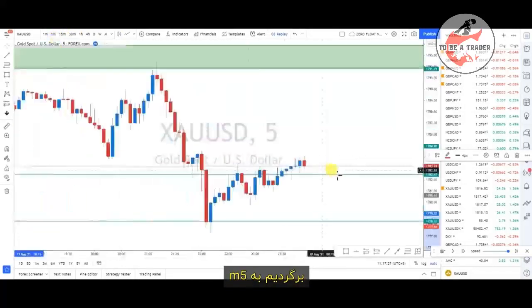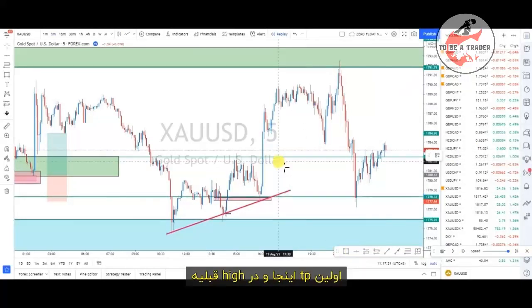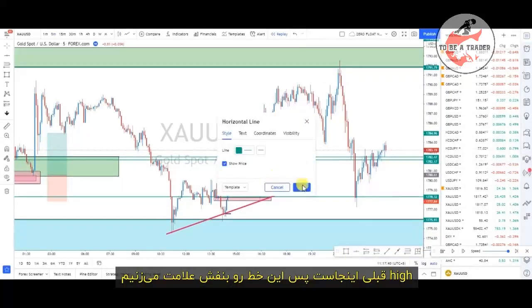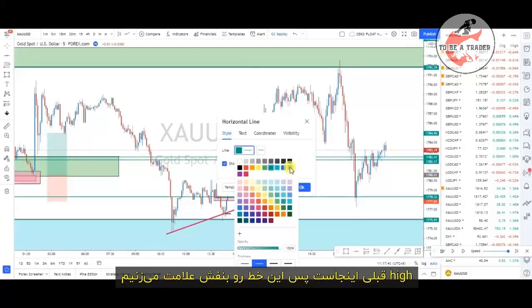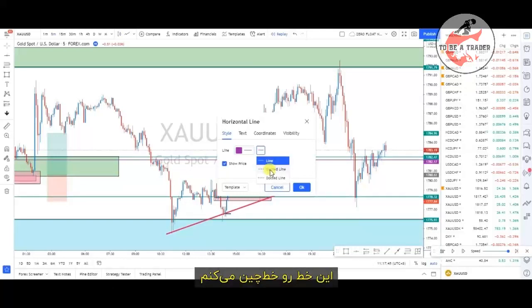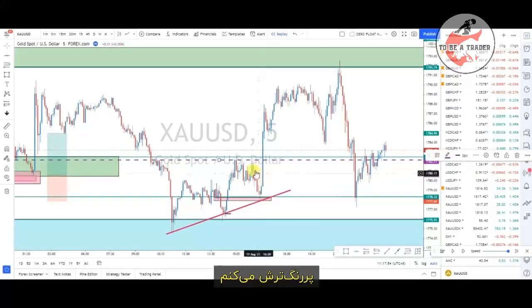Let's go back to the M5. So which is our first TP? First TP will be here, the previous high. So I'm gonna borrow this. No, I'm gonna take a new one then. Previous high, this. So we're gonna color this line maybe purple. Okay, I'm gonna put a dash line, better. So this is our TP, dash line, and make it thicker. Okay, dash line, first TP.